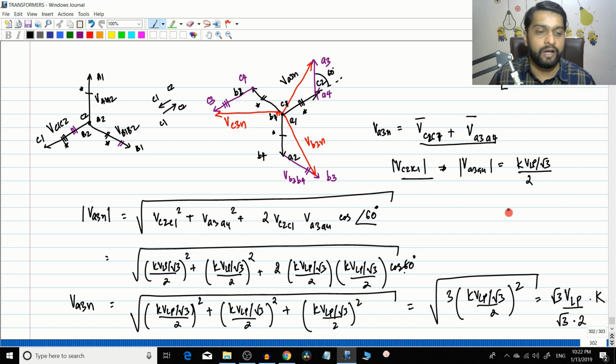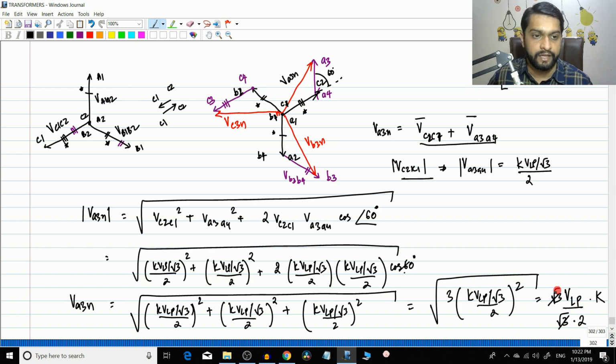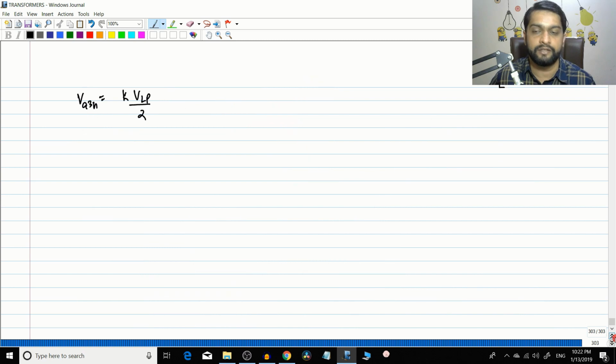Now we can just simplify it. So finally we will get VA3N equal to K into VLP divided by 2. So that is what you get here. Okay, K into VLP divided by 2. But we want to find the line transformation ratio, right?